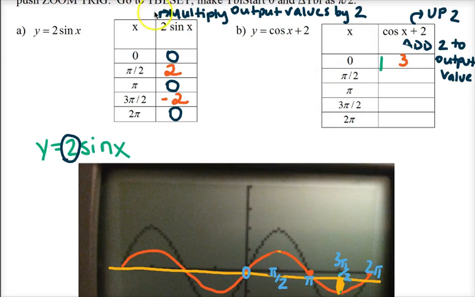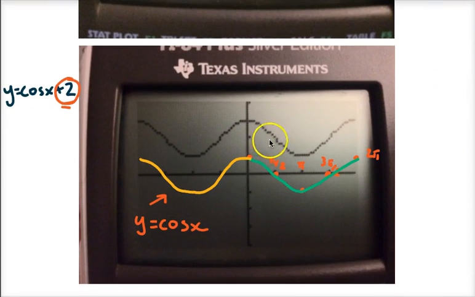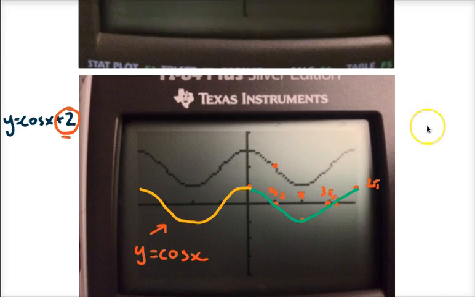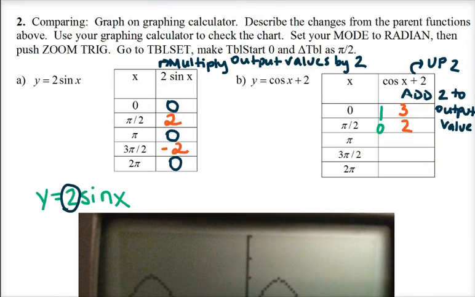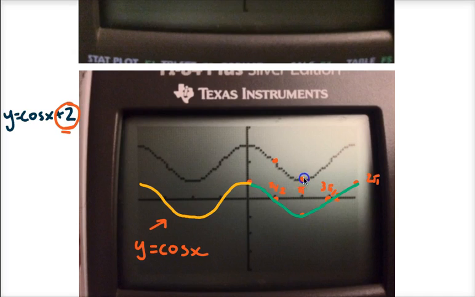Where my original value for the cosine function at pi over 2 would be 0, now I add 2. So instead of having 0 there, if I add 2, I will be at 2. If I look at pi over 2, now you can see that I'm at 2. For pi, before, for my parent cosine function, at pi I was at -1. Now I would add 2, and I would be at 1. So here I should see a point (pi, 1). There's my point (pi, 1).